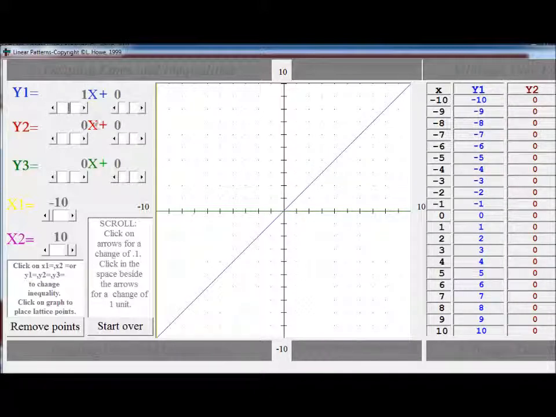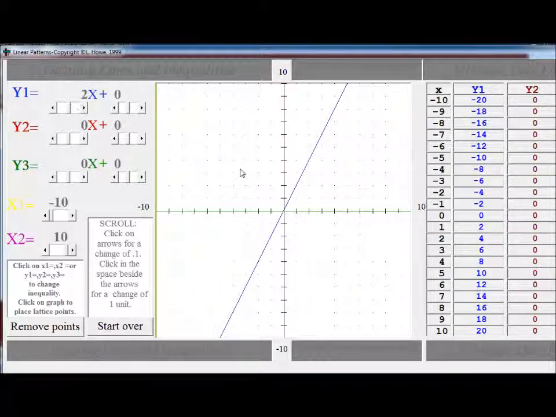So if a teacher were explaining what the equation y equals 1x looks like, they can see the line, and then they can see the lattice points under this y1 table with the x, and then 2x, you can see how the points change. And I made it also so that you could click points on the graph if you wanted to point out a particular place that passed through the line.